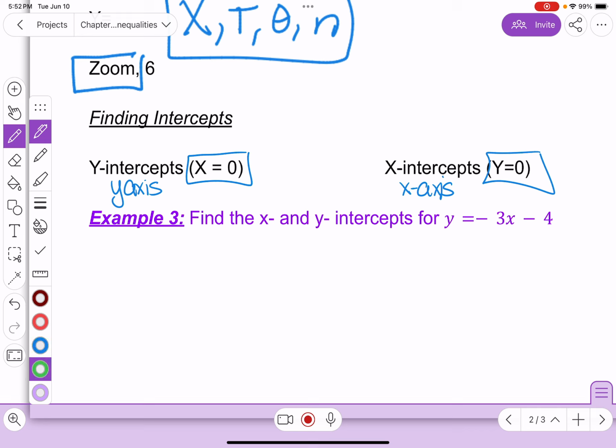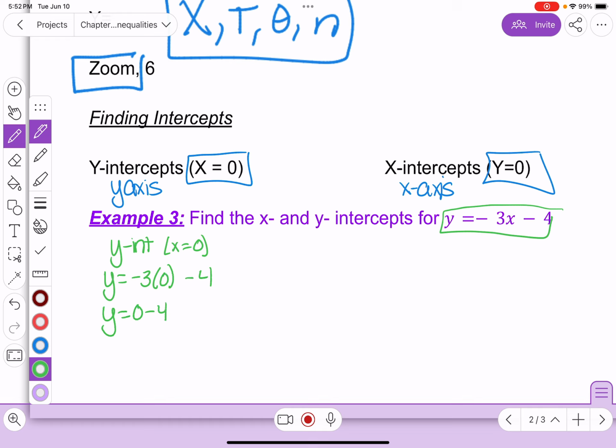So example 3, in this equation, if we're trying to find the y-intercept, we're going to make x equal 0. So we're going to take that equation, but instead of x, we're going to plug in 0. So negative 3 times 0 is 0, and 0 minus 4 is negative 4. So the y-intercept is negative 4.